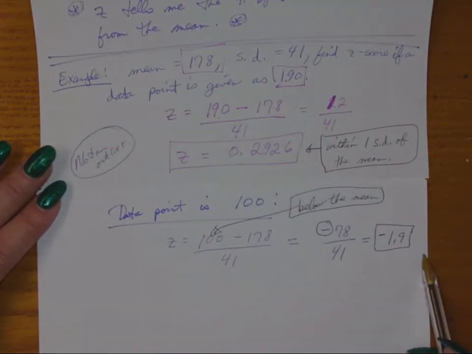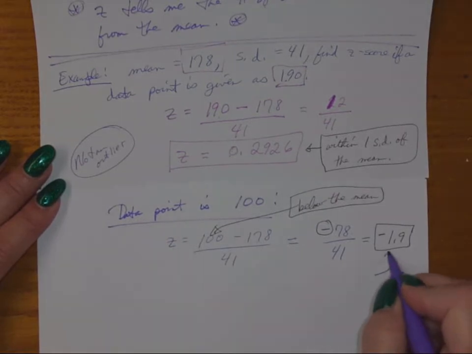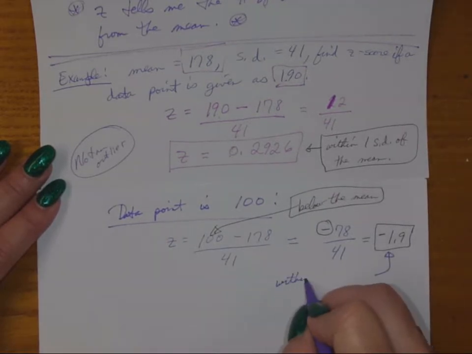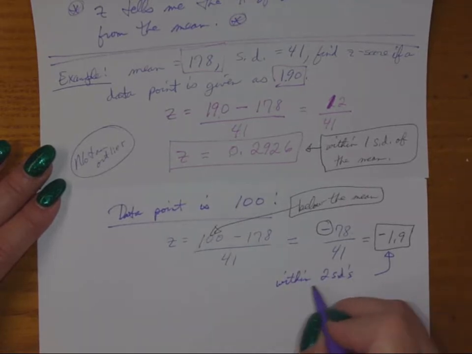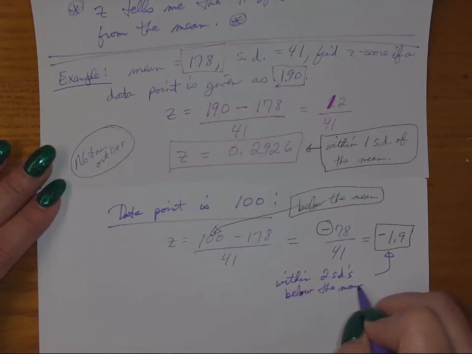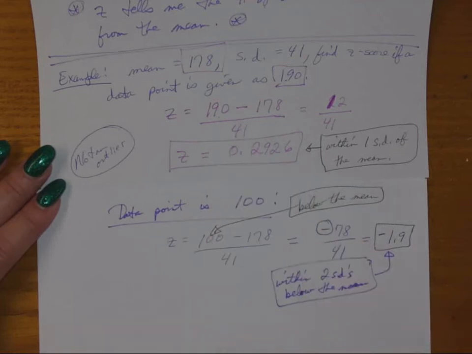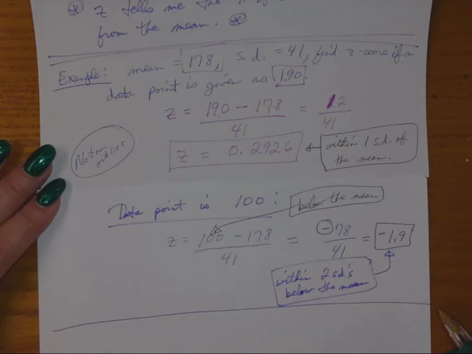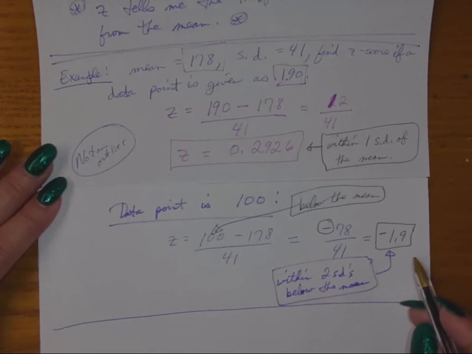Okay. What about this one? Nope, still not an outlier, right? Because this is within 2 standard deviations below the mean. Okay, the other one was above the mean. This one's below the mean. 190 is bigger than the mean there. 100 is smaller than the mean here. So it's still within 2 standard deviations below the mean. And so we say, oh, nope, it's not an outlier because it's within 2.